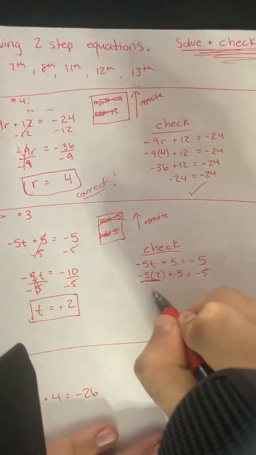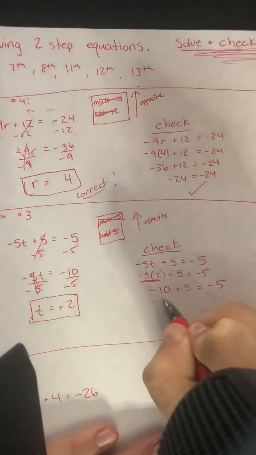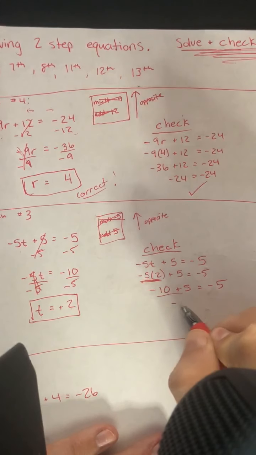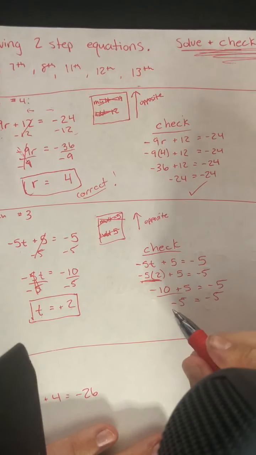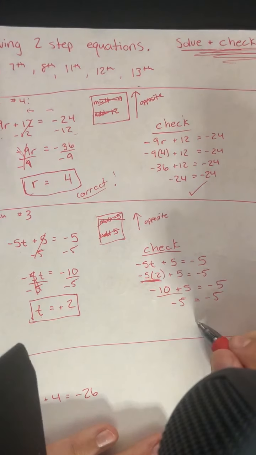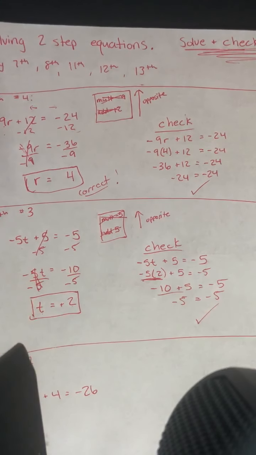What's negative 5 times 2? Negative 10 plus 5 equals negative 5. Negative 10 plus 5 is negative 5. Equals comes down. The negative 5 comes down. Since negative 5 equals negative 5, we again know that our check works, meaning our answer of t equals 2 had to be correct.